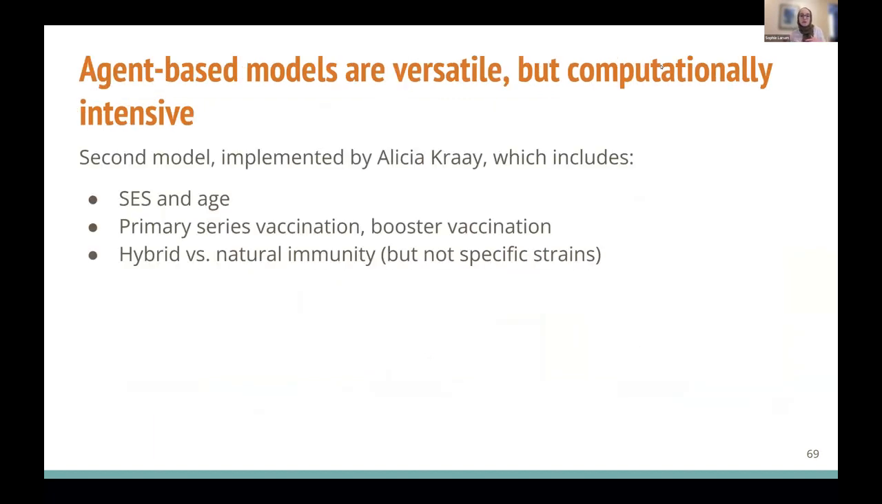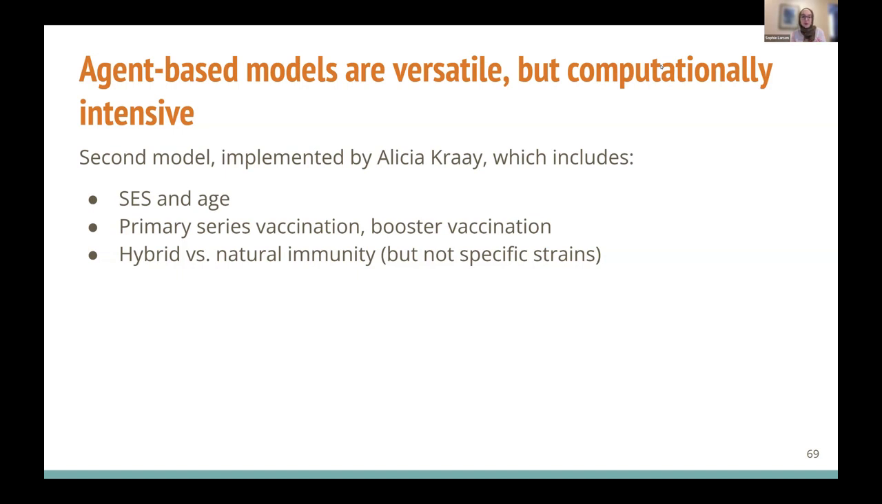Now, agent-based models are versatile, but very computationally intensive. Our agent-based model runs for 20 minutes in one simulation because there's so many cross-checks it has to do across all these different individuals and their characteristics. And then we have to run it 500 times to get reproducible results. So that's kind of prohibitive in terms of doing large-scale sensitivity analysis or trying to understand how other countries might look. So Alicia Cray implemented a second model.